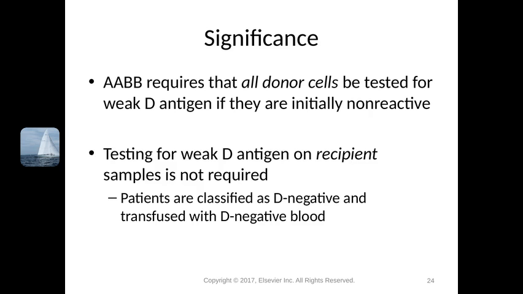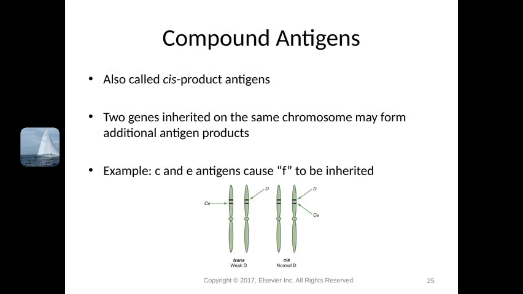So we also see what are called compound antigens. They're called cis product antigens. So two genes inherited on the same chromosome can form additional products. The most common one that we see is the little c and little e antigens will cause a little f to be inherited along with them, and that is all.